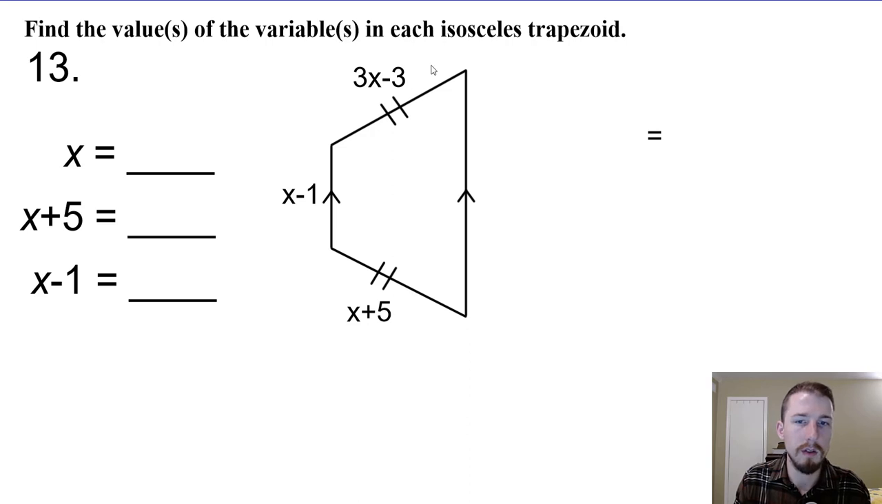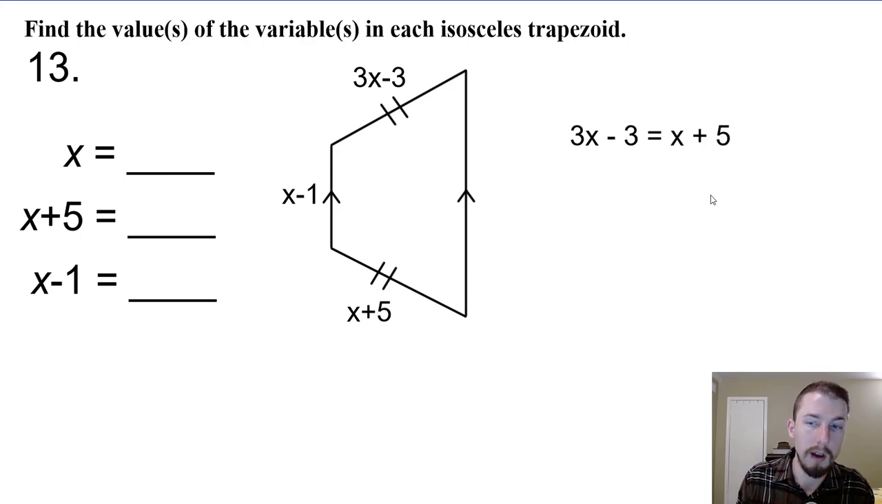13, find the values of the variables of the isosceles trapezoid. Okay, well, it is isosceles, and they tell us the lateral sides are congruent, which means that these 2 have to be equal, so you just set them equal to each other. So 3x minus 3 has to be equal to x plus 5. I'm not going to solve it for you because I'm lazy, but I set it up for you. You're welcome. So then just solve from there.